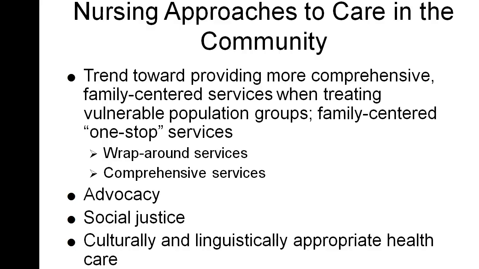So how do we approach the care in the community? We trend toward providing more comprehensive family-centered services when treating vulnerable population groups. Kind of that one-stop service, wraparound service is the term, right? So when we do community care for vulnerable populations, you're not just going to treat their asthma, right? You're going to make sure that they have shelter. Here's a phone number of CityLink. We can help your mom get a job. Let's immunize the whole family. So that's that approach when we talk about vulnerable populations, and I'm sure some of you see it in Mother Baby, if any of you work in that area.